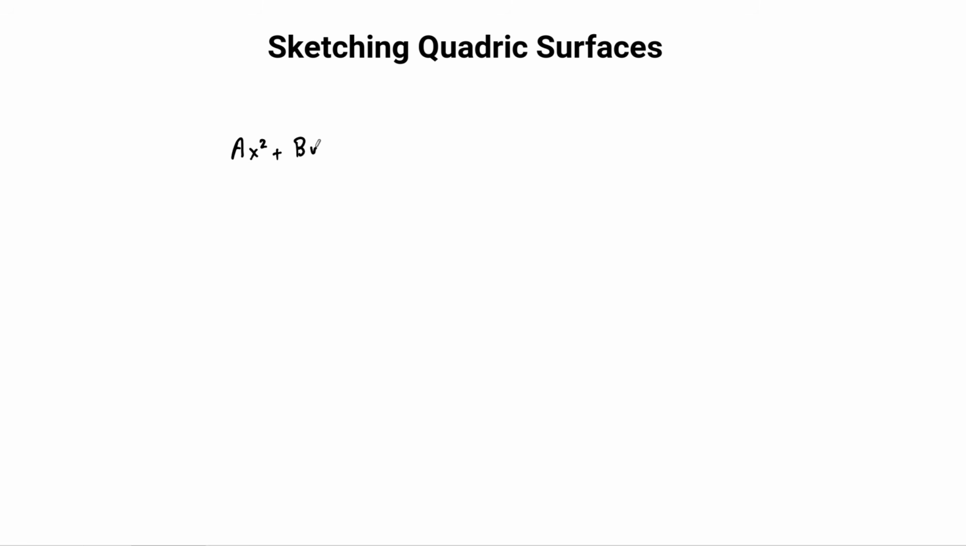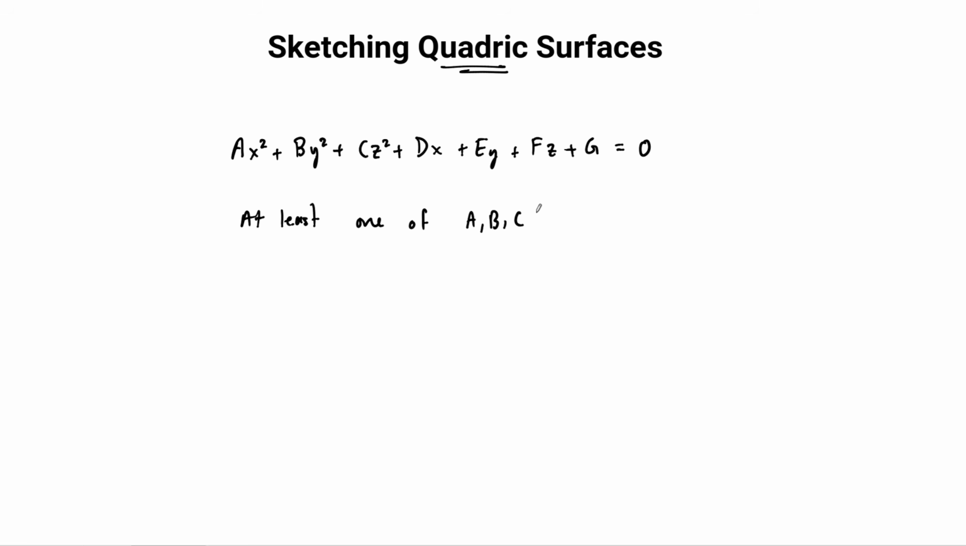So Ax squared plus By squared plus Cz squared plus Dx plus Ey plus Fz plus G equals 0. The only criterion here is that at least one of A, B, or C has to be non-zero, since quadric means square. And that'll give you a quadric surface.